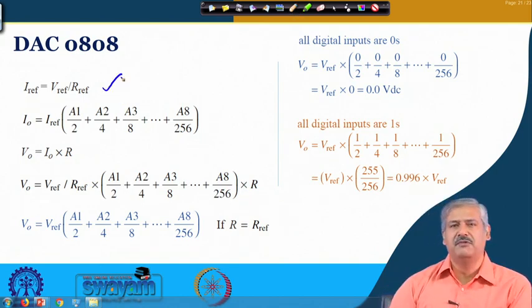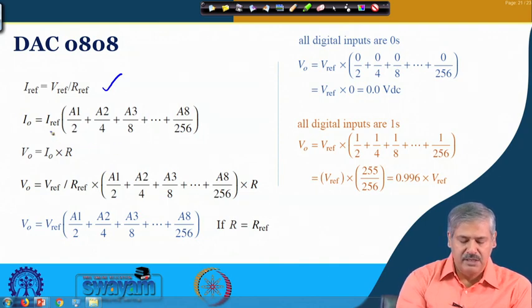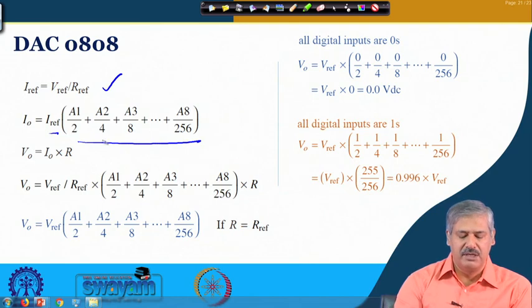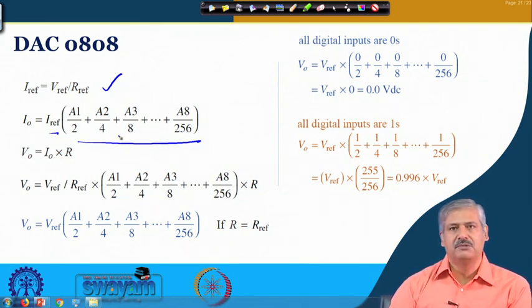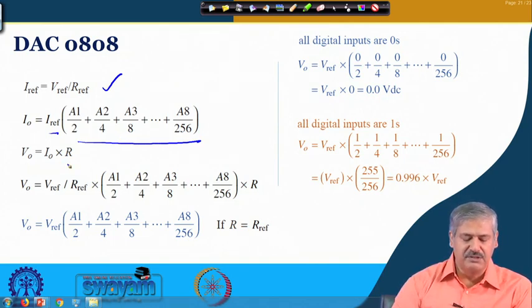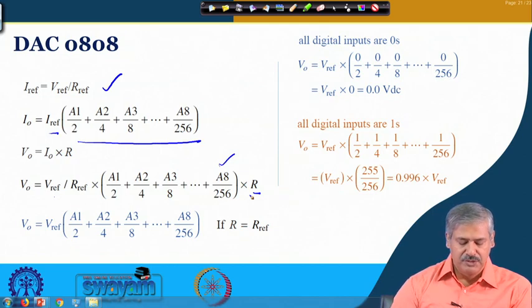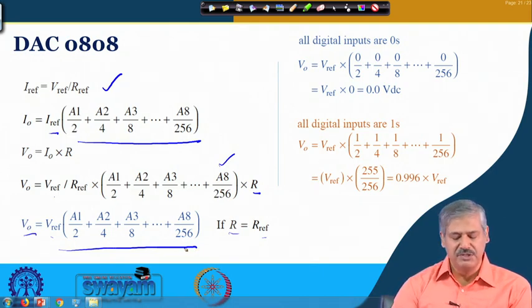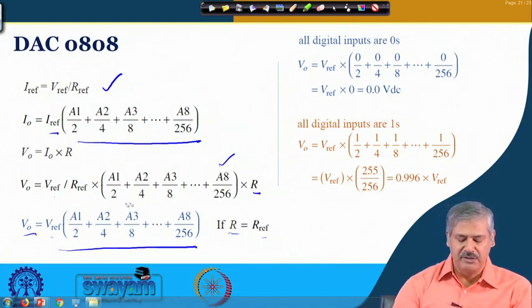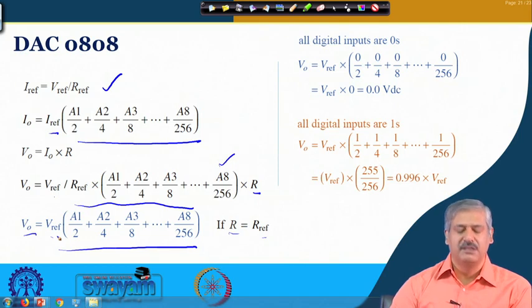So, I reference is V reference by R reference, which is very clear. So, I naught will be I reference multiplied by whatever you are getting from the digital input data. So, V naught is I naught into R, at the output amplifier. So, V naught is equal to V reference by R reference, times this digital input converted to the corresponding analog output in the ladder network, and multiplied by R. Is it fine? So, finally, if R is equal to R reference, V naught is V reference into this one. Is it clear? So, this is the corresponding DAC analog output depending on the digital input that you place at the input side in A1 to A8.